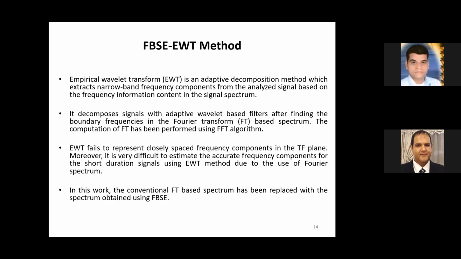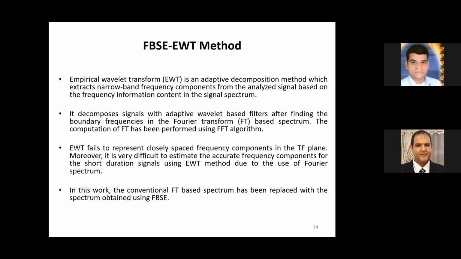In the empirical wavelet transform, we use a Fourier transform based spectrum. What we have done is replace this Fourier transform based spectrum with a Fourier-Bessel series expansion based spectrum, and then we separate the components using such a method. This FBSEWT method requires three major steps. One, computing the spectrum of the signal. Then we determine boundaries of the spectrum corresponding to the components present in the signal. Based on these boundaries, we design the wavelet filters, and these filters separate the components. Then we can apply the Hilbert transform on these components, and that gives us a time frequency representation.